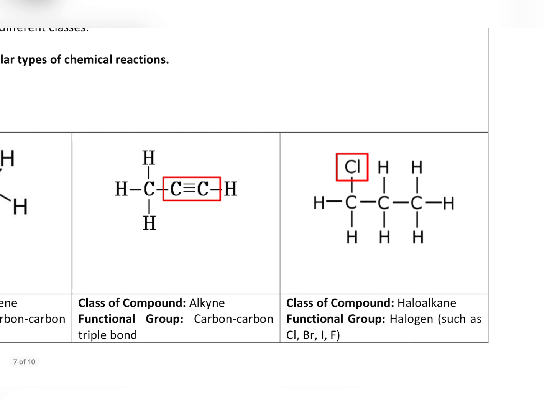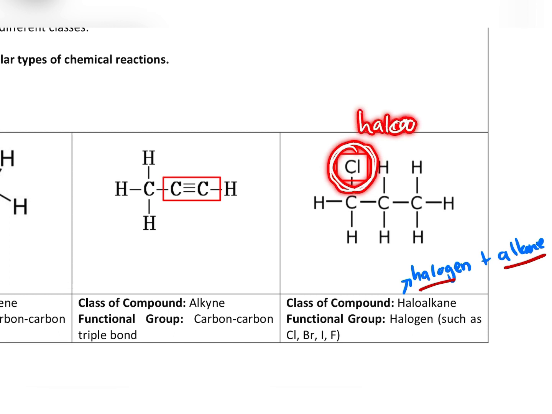Okay, and then next one, this class of compound adalah haloalkane. Haloalkane actually adalah combination dua nama, iaitu halogen plus dengan alkane. So bila dia combine these two, haloalkane. Okay, alright, so haloalkane obviously dia ada halogen lah dekat situ. Tak kisahlah halogen dia Cl ke, Br ke, iodine ke, fluorine ke, boleh. Okay, and then class of compound haloalkane. Tapi kalau soalan minta functional group, kamu bulatkan sahaja dekat halogen tu dan tulis functional group dia adalah halogen.